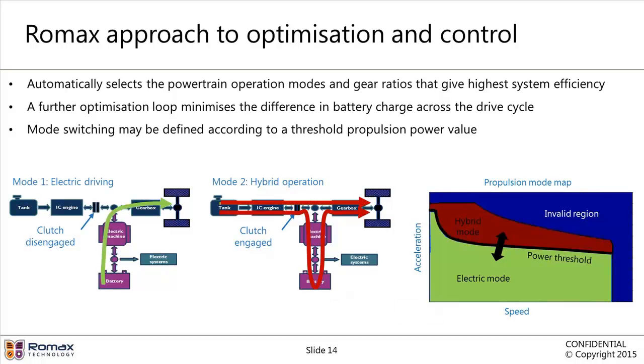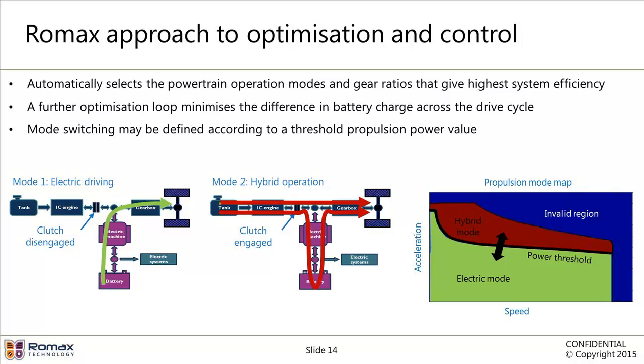Hybrids usually have more than one operation mode. Here is an example of a parallel hybrid. You can drive it electrically, which means you use battery power to drive the vehicle where the engine is switched off. Or you can drive it in hybrid mode, which means you can use power from the fuel tank and also power from the battery at the same time.